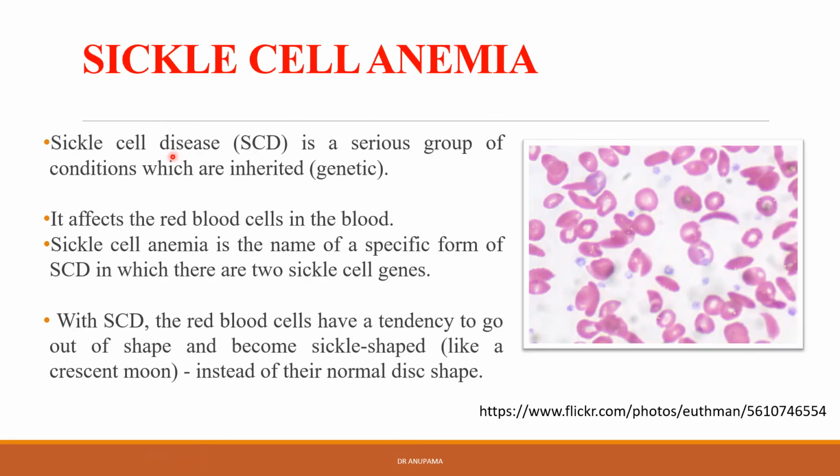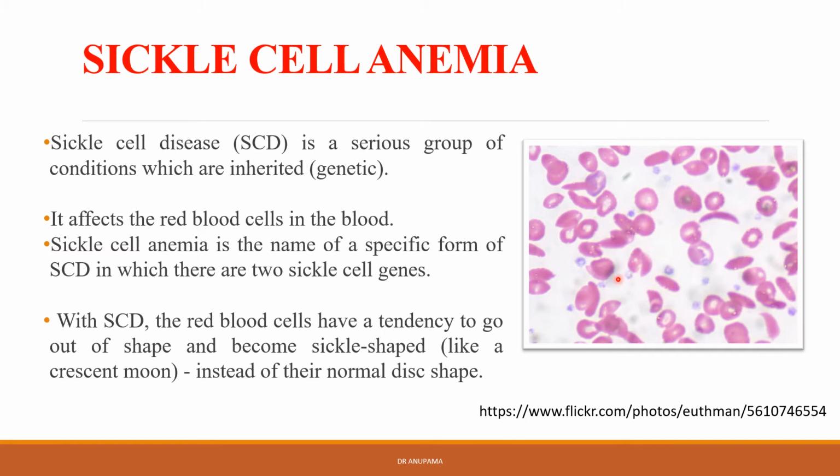Sickle cell anemia, also called sickle cell disease, is a serious group of conditions which are inherited, that is, they are genetic. It affects the RBC in the blood. In case of sickle cell anemia, the name is given because of the specific form in which you can see there are two sickle cell genes that would make the cells change their shape. So here the RBC are rounded, but because of these genes they become sickle shaped, like the normal crescent shape instead of disc shape.